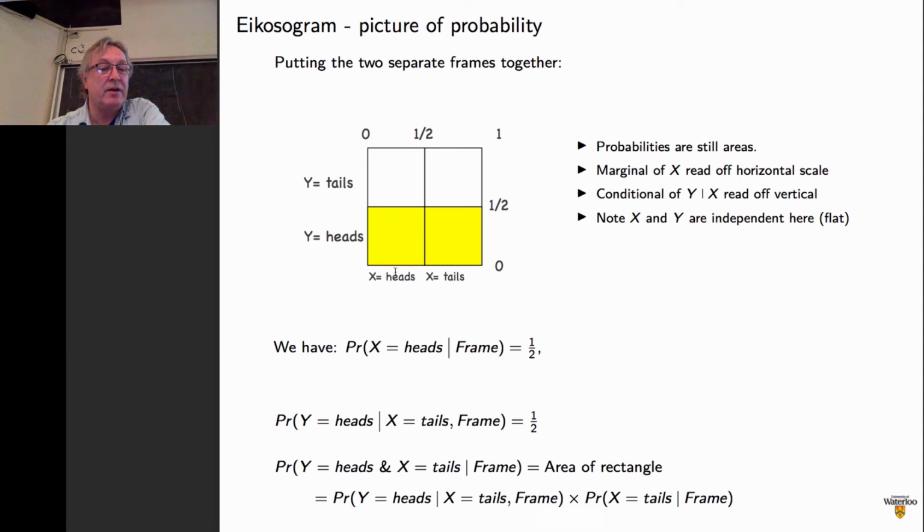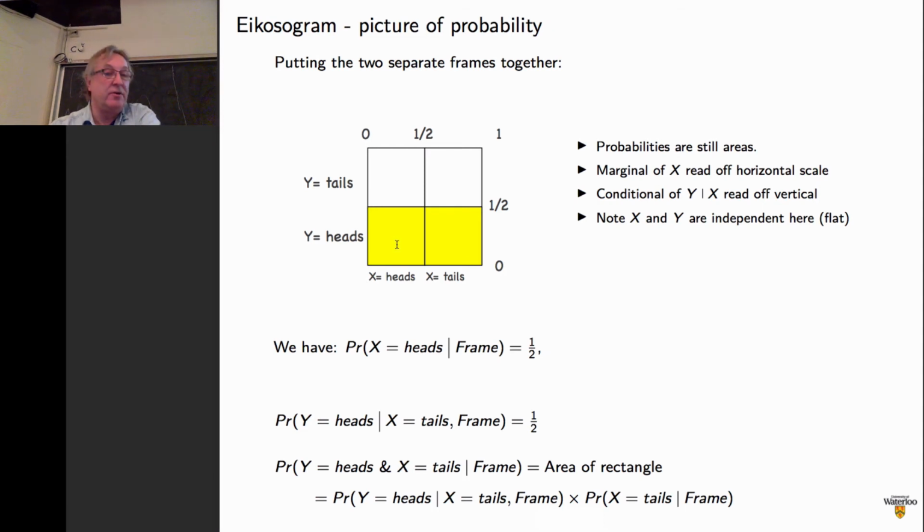Now you see that on this axis, I've got one frame there for x equals heads, another frame for x equals tails. I put them together according to the probability. So probability x is heads is a half, so that's a width of a half, and similarly for tails. But from this picture, since area is probability, I can talk about the probability that y is heads and x is tails. That only happens in this bottom left corner.